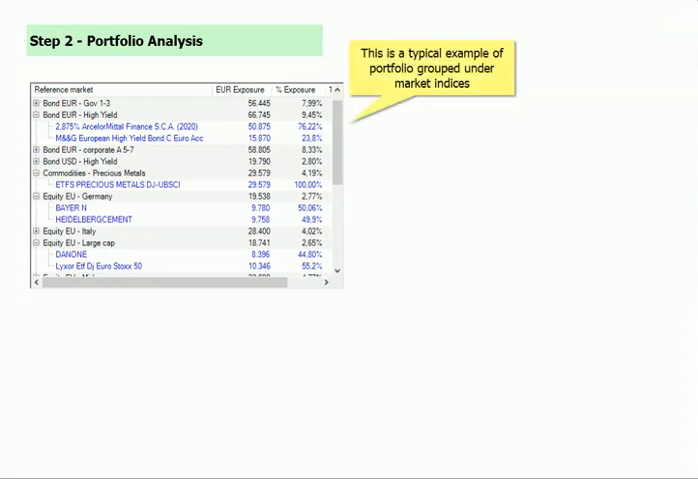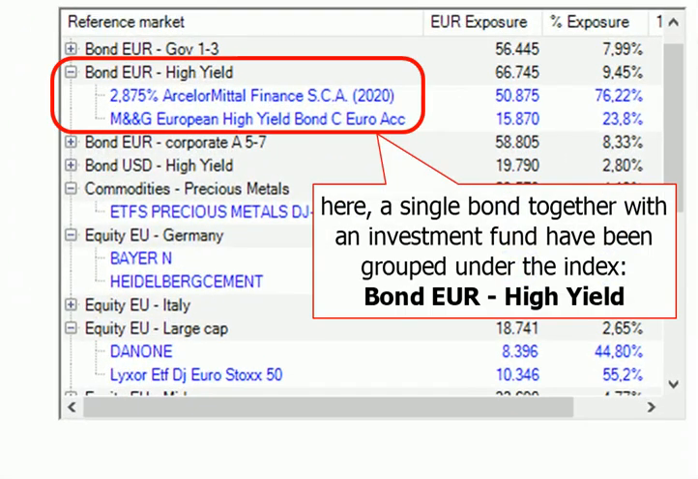This is a typical example of a portfolio grouped under market indices. Here, a single bond together with an investment fund have been grouped under the common index Bond Euro High Yield Index.